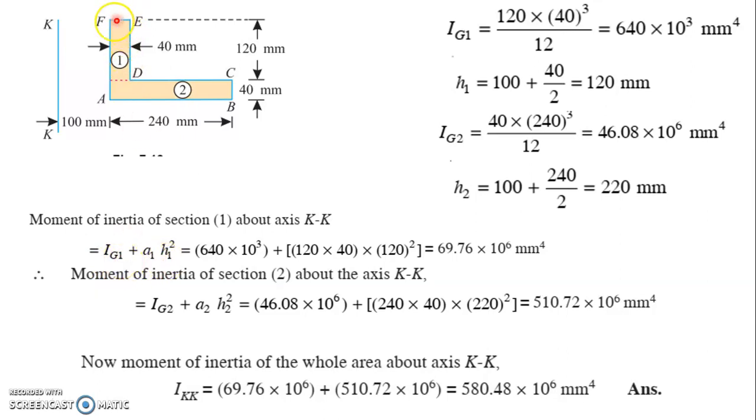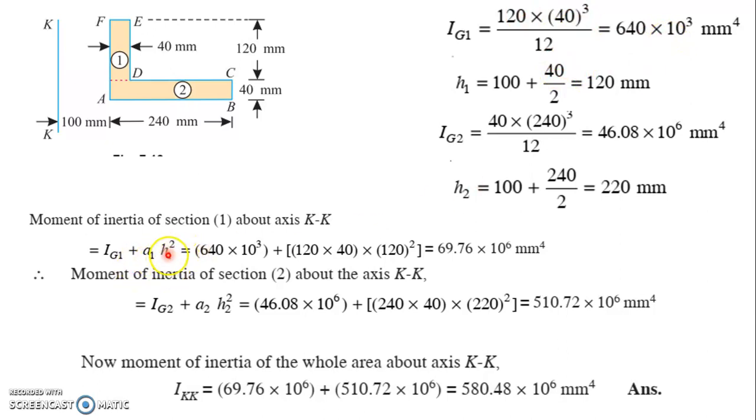So IG, the section is a rectangular section. It will be breadth into depth cube by 12. The side which is parallel to the axis can be taken as breadth. The side which is perpendicular to the axis can be taken as depth. So breadth is equal to 120 into depth, 40 cube. 120 into 40 cube divided by 12 will give us the IG1.